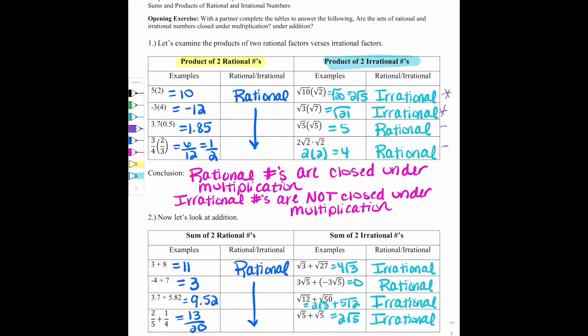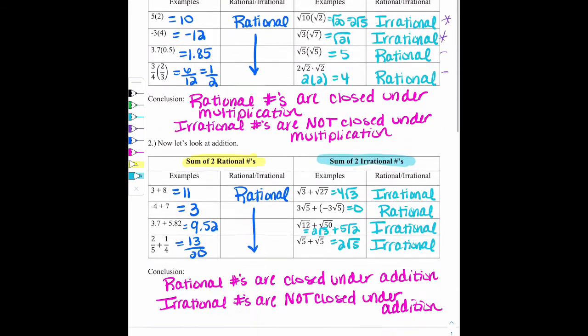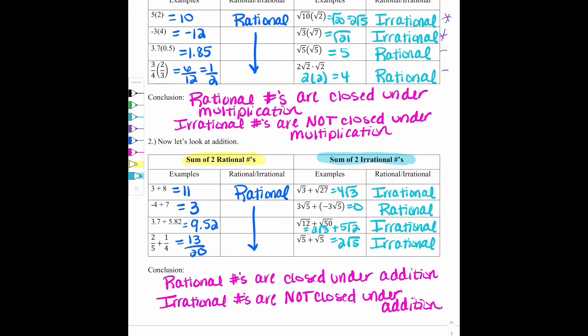Now, if we look at number 2, we have a situation where we have the sum now, so adding 2 rational numbers versus the sum of 2 irrational numbers. So looking at this, again, you can see I simplified in the blocks. You can see that rational numbers are closed under addition. When you take 2 rational numbers and add them together, you still get a rational number. However, on the other side, you're going to notice we don't have that situation. It does not stay irrational. We have a rational answer right there. So irrational numbers are not closed under addition.